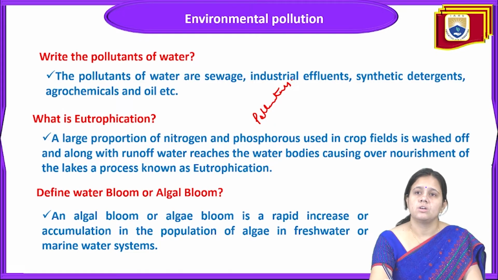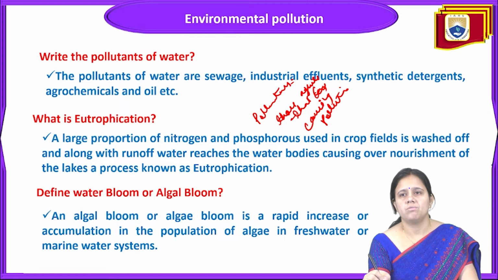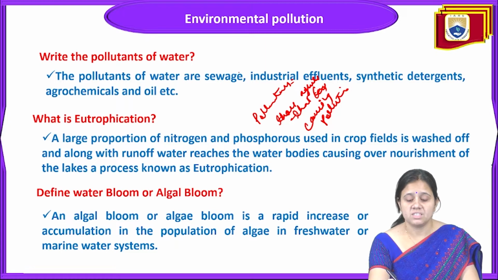Pollutants are those agents that are causing pollution. That which causes pollution is called a pollutant. So the pollutants of water are sewage, industrial effluents, synthetic detergents, agrochemicals and oil.